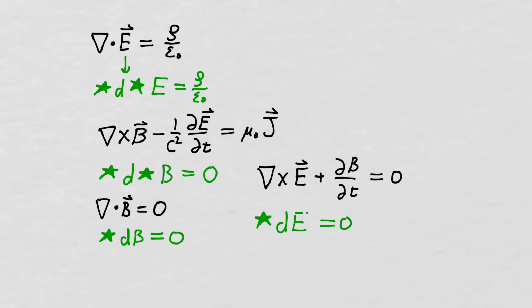I will say that these last two in particular, we can take the Hodge dual of both sides, and we end up with something a little more plain. The exterior derivative of the magnetic field two form is zero, and the exterior derivative of the electric field one form is zero, because we take the Hodge dual of both sides, and so it's a little simpler.